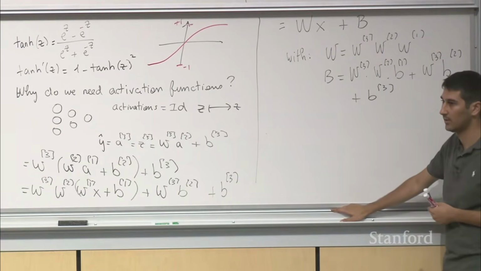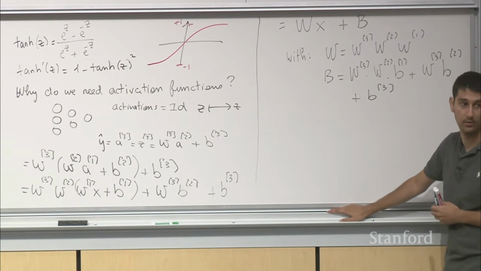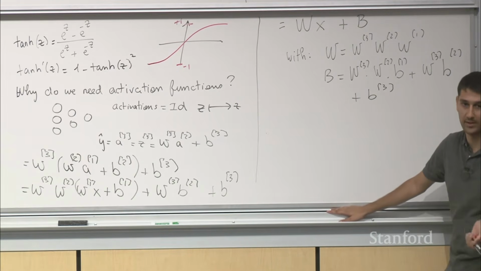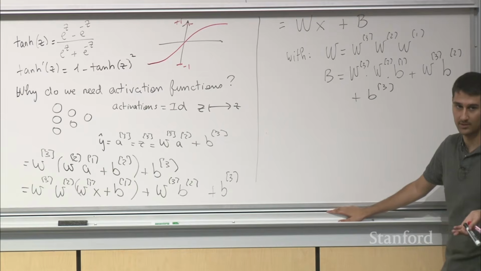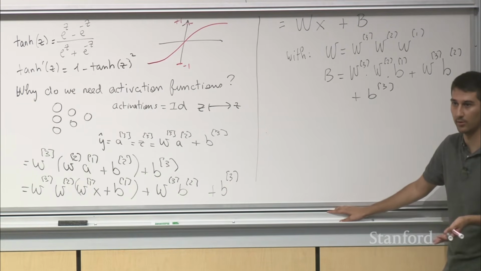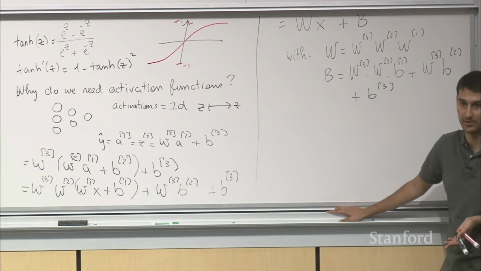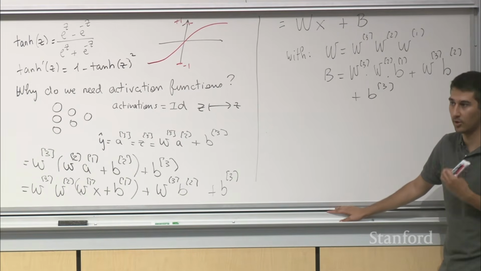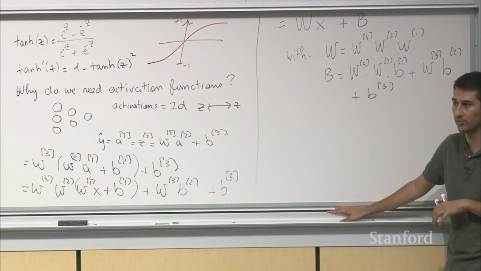So what's the insight here? Is that we need activation functions. The reason is if you don't use activation functions, no matter how deep your network is, it's going to be equivalent to a linear regression. So the complexity of the network comes from the activation function.